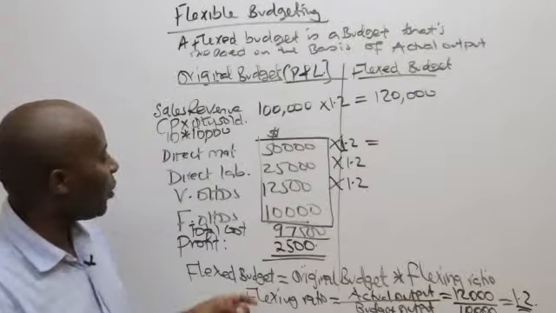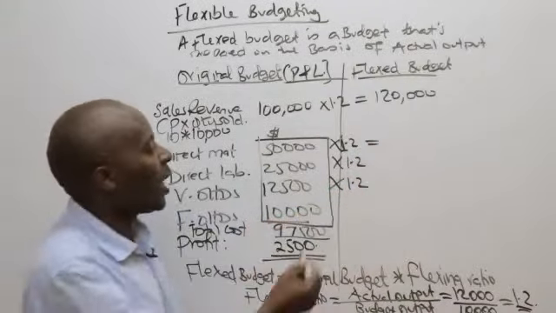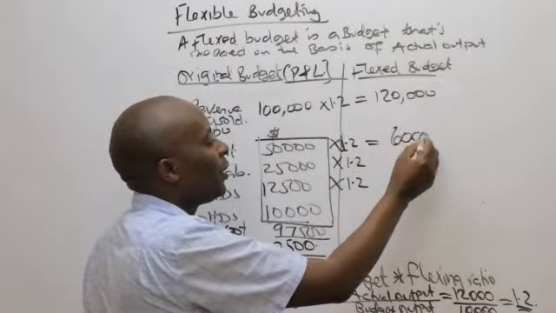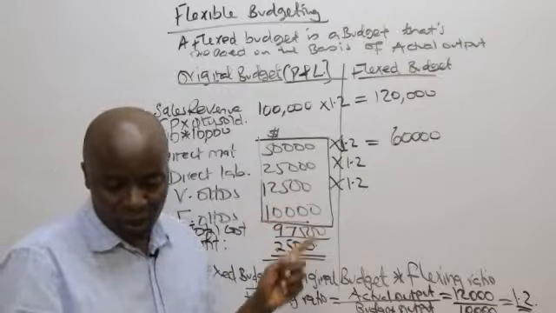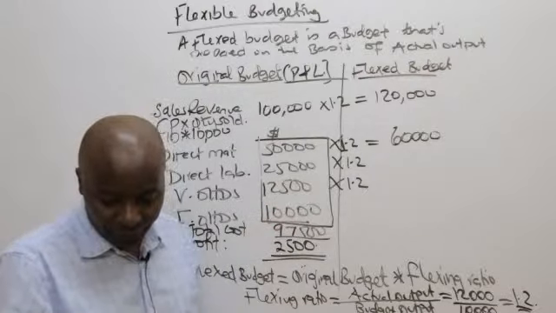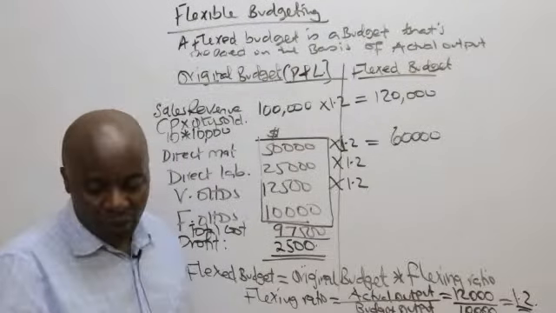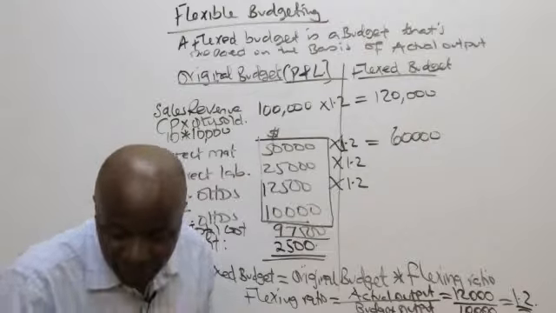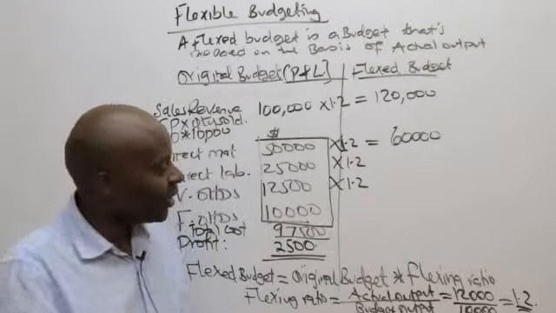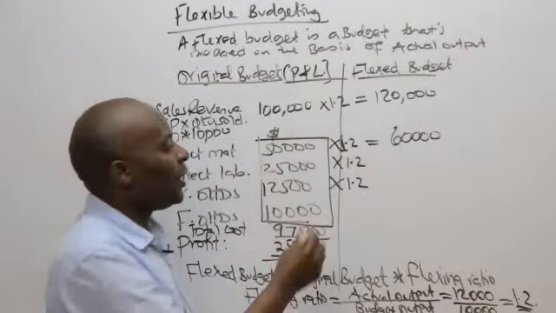So direct materials, what do we have here, somebody? 60,000 from Millicent, 60,000. And then we have our direct labor, 25,000 times 1.2, which will give us what figure? I can see Cecilia. I can see James Mwangi. James Mwangi tells me 25,000 times 1.2 is 30,000.